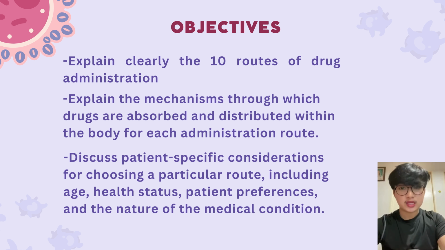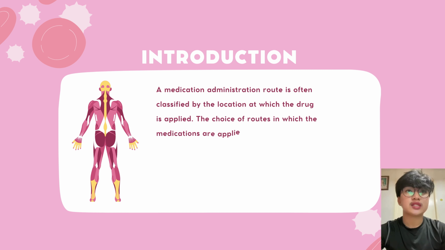Introduction. A medication administration route is often classified by the location at which the drug is applied. The choice of route in which the medications are applied depends not only on convenience but also on the drug properties. Therefore, it is crucial to understand the characteristics of the various routes and associated techniques. So this explains that knowing the 10 routes of administration is crucial for us to determine the effectivity and the fast reaction of the specific drug.